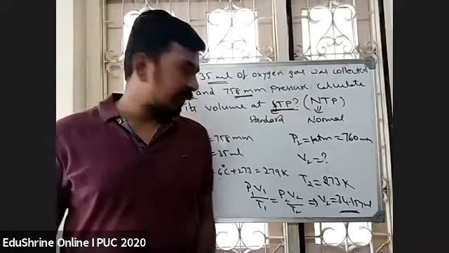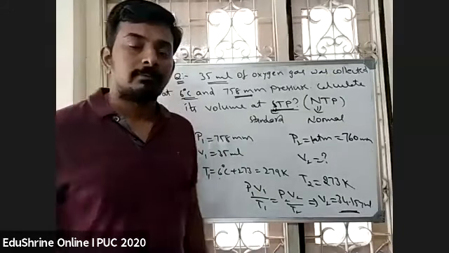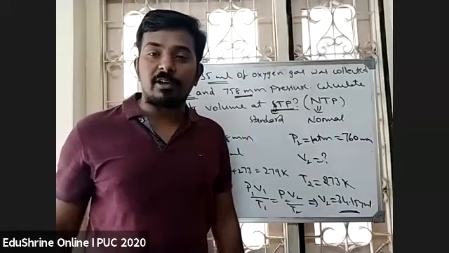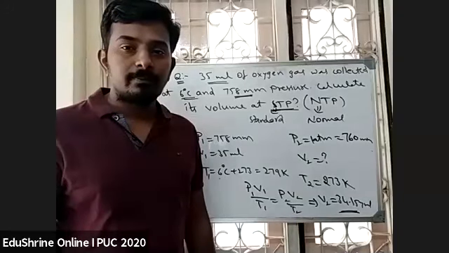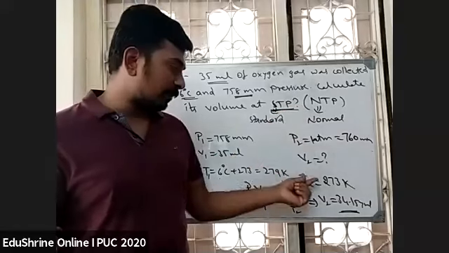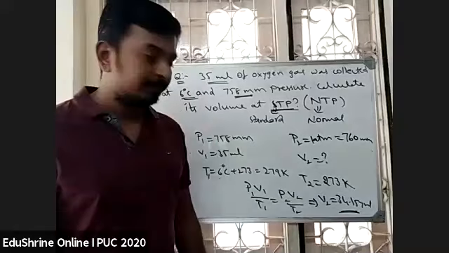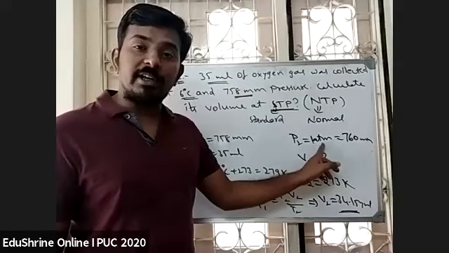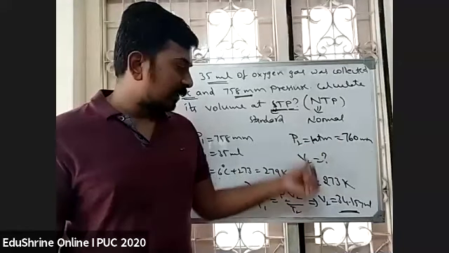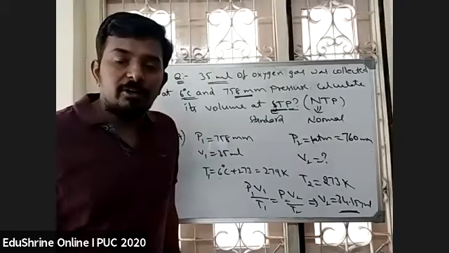It is mercury only. If they don't mention anything, we'll take it for mercury only. Okay, students, if I write mm, that indicates it is mercury only. No need to write mercury every time. STP means what? Standard temperature and pressure. Pressure is 1 atm, temperature is 273. Because it is STP condition, P2 is 1 atm. Complete, students, any doubt in this?